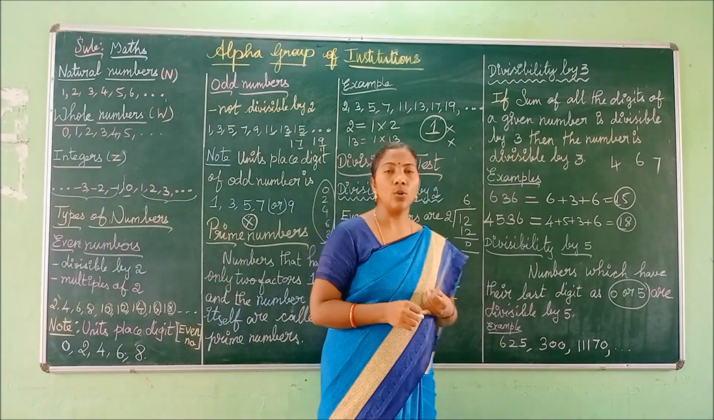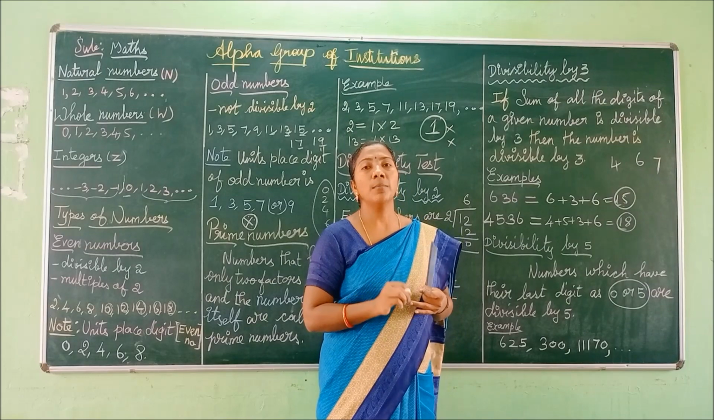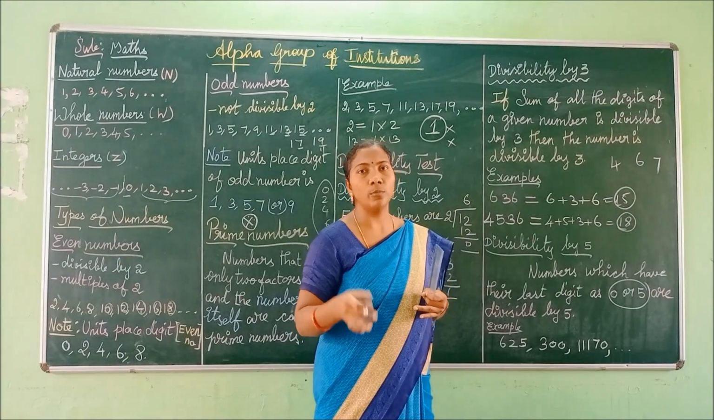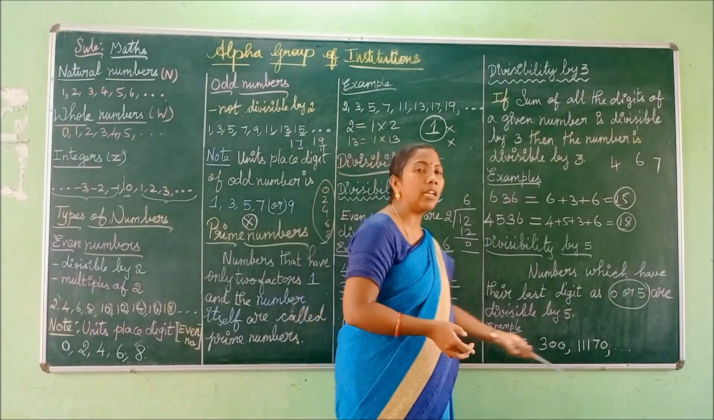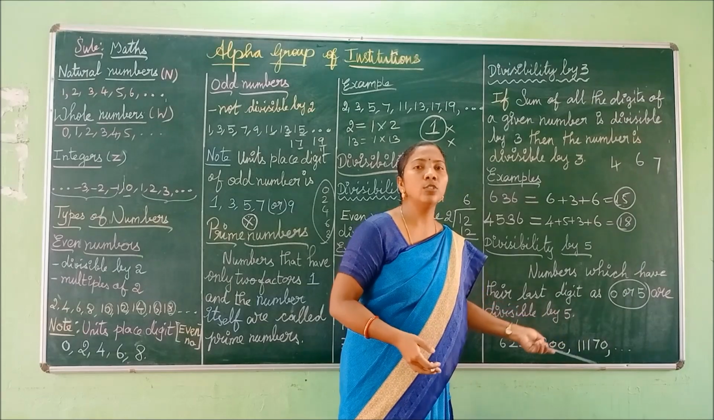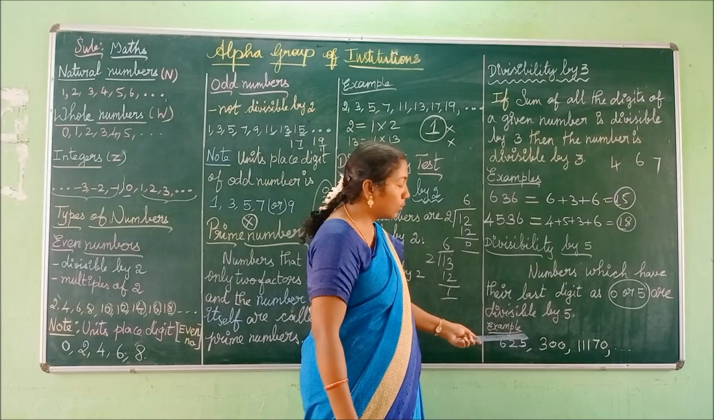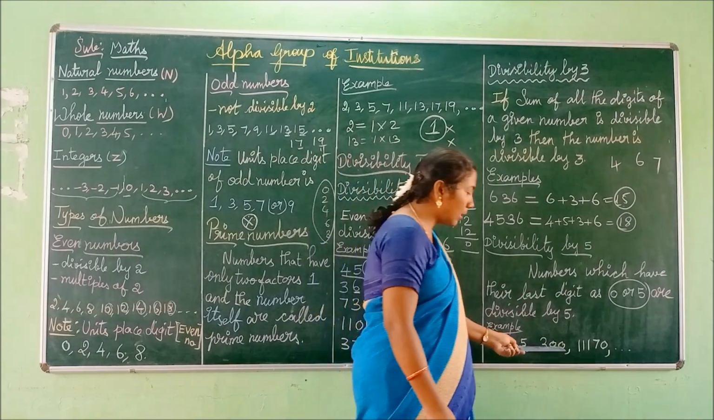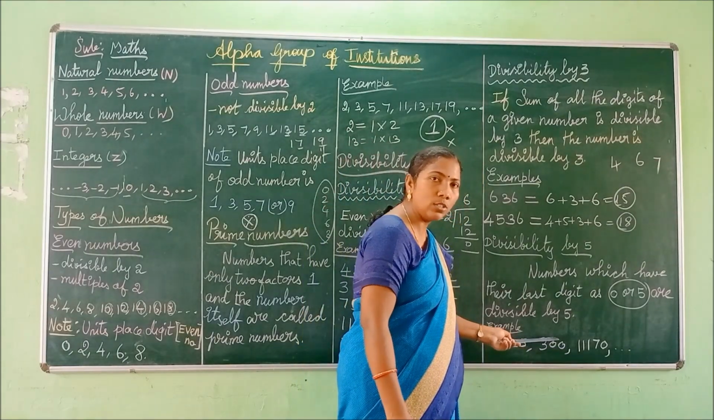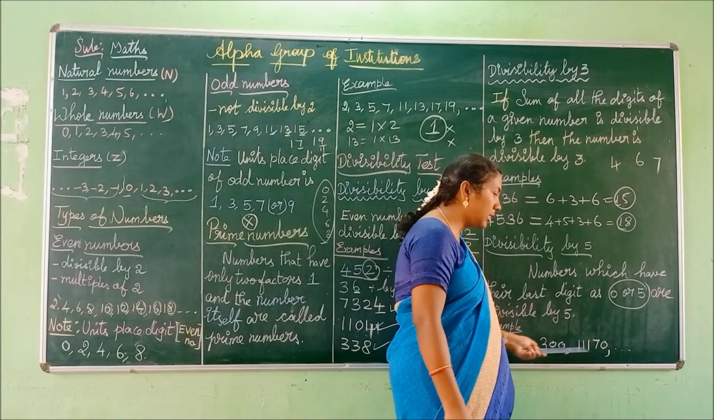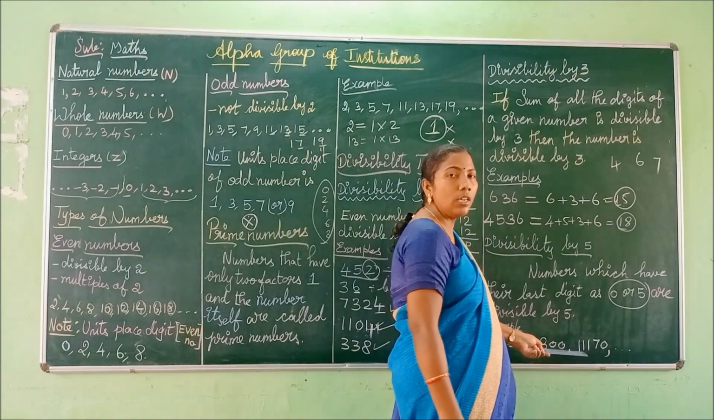Numbers that end with 0 are divisible by 5. Numbers that end with 5 are also divisible by 5. So by seeing a number, we can easily say whether it is divisible by 5 or not. See the first number, the number ends with 5, so it is divisible by 5. This number ends with 0, so it is also divisible by 5. See this number, it ends with 0, so it is also divisible by 5.